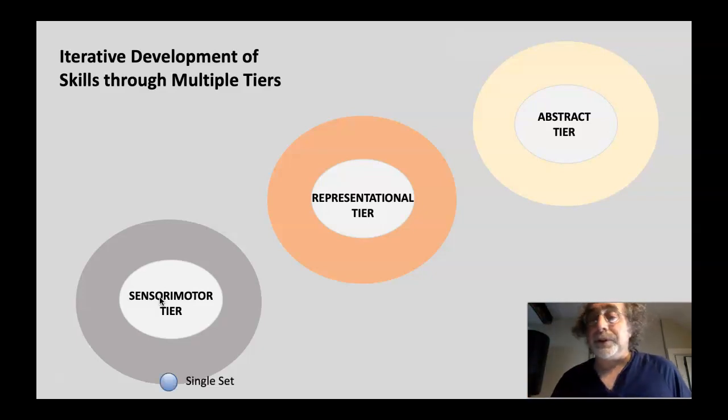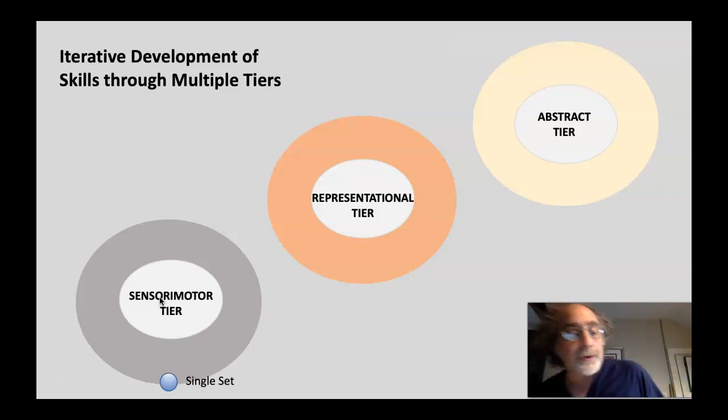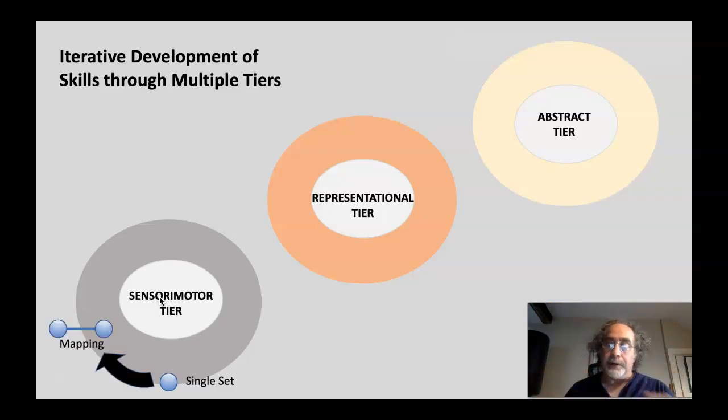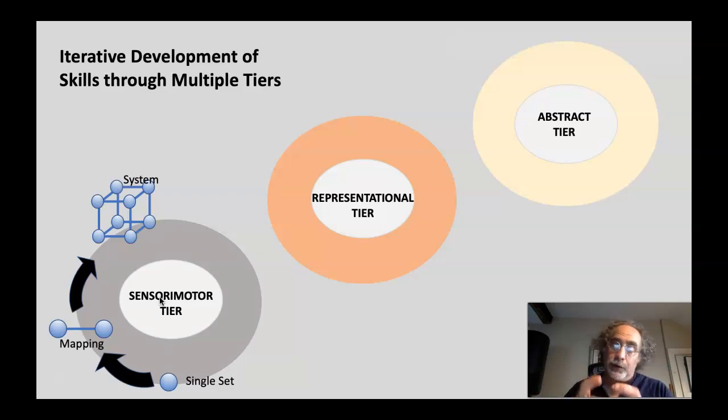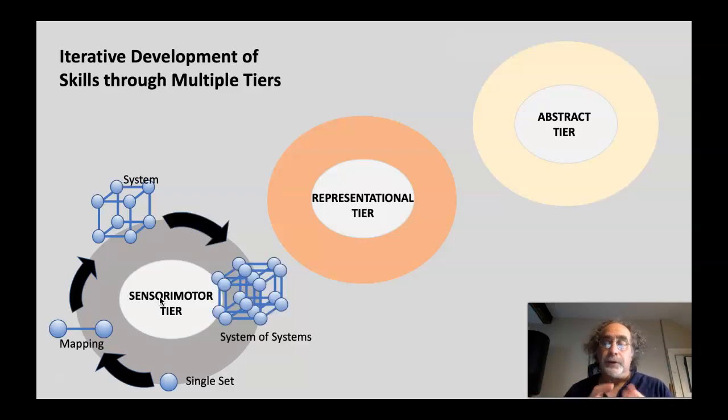So here's the developmental sequence. In the sensorimotor tier, you're starting with early development. At 4 months of age, you could have a single action, then you put together two actions, you put together two mappings into a system, you put together two systems into a system of systems, a system of sensorimotor systems, which becomes the equivalent of the first single set in the representational tier. Now the child is able to not just act, but to think symbolically, reflectively, using words, using images.